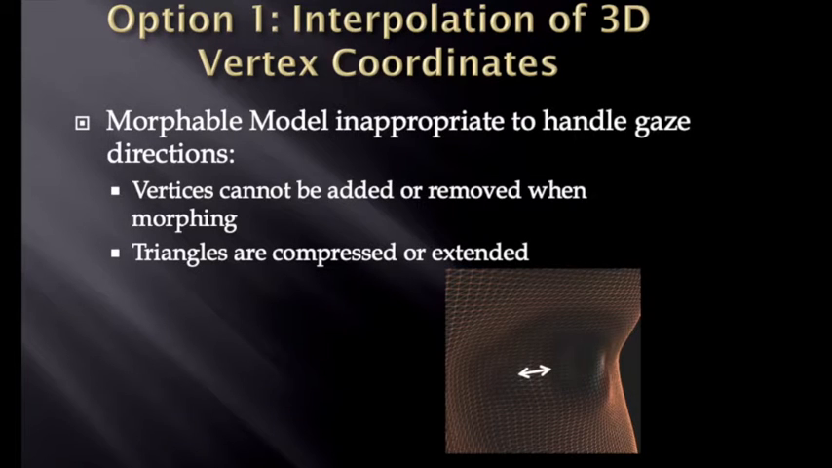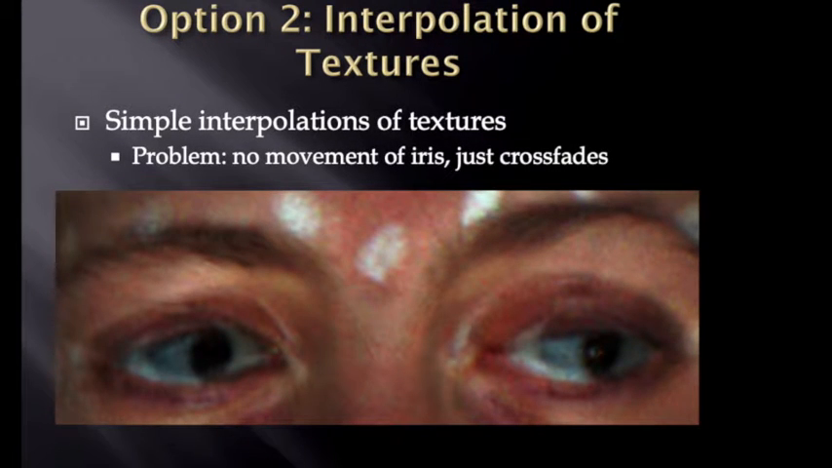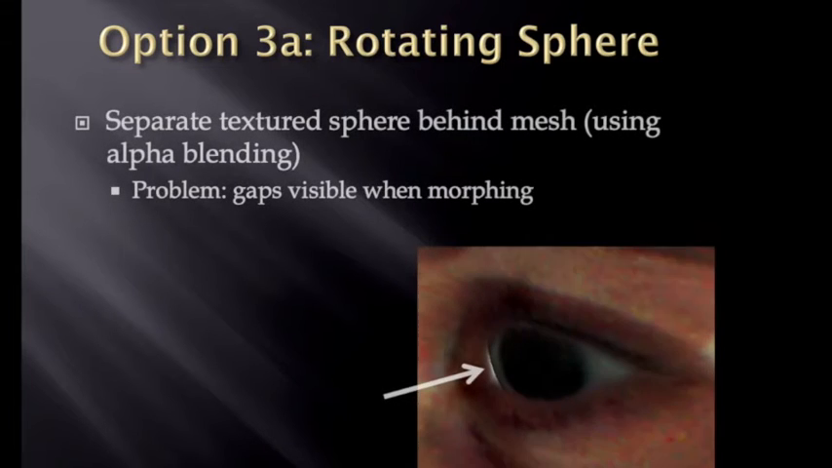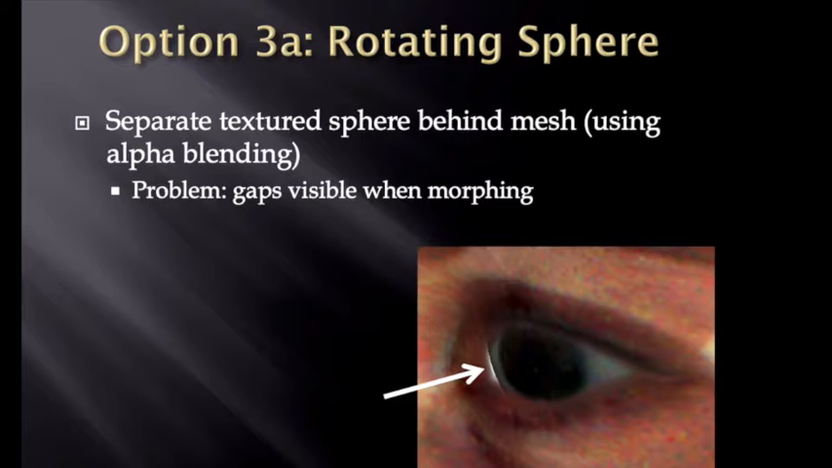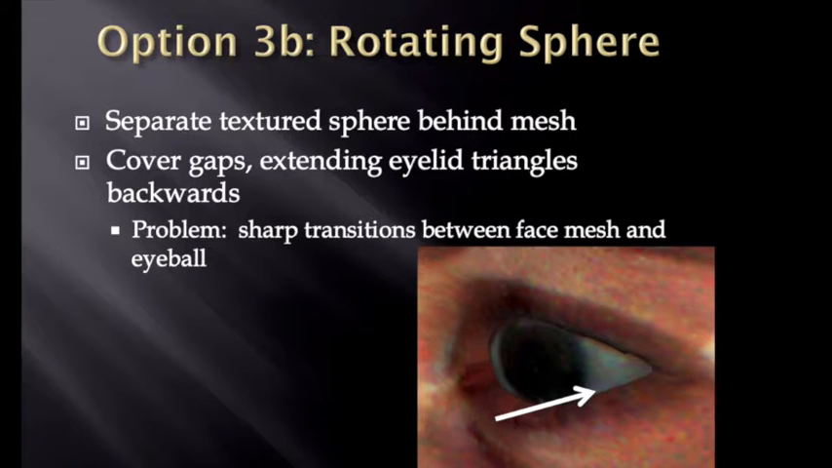So there are different options that we explored, one being the interpolation of 3D vertex coordinates, which is inappropriate because we cannot add vertices to the morphing model or remove those, and what we get is just the triangle mesh being compressed or extended, which looks very unnatural. Another option is to simply interpolate textures, but that only generates these sorts of blending effect crossfades and not really a movement of the iris, so this is not what we want either. As we've been mentioning already, adding a rotating sphere, a separate eyeball, just generates artifacts and gaps, which is not very pleasing, so we don't go with this either.